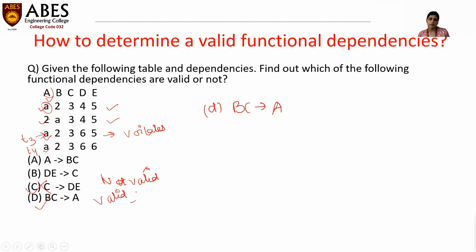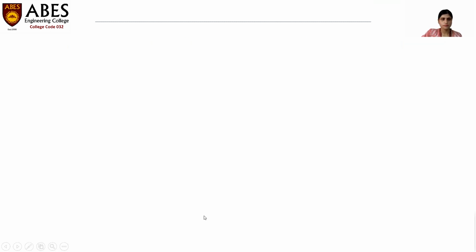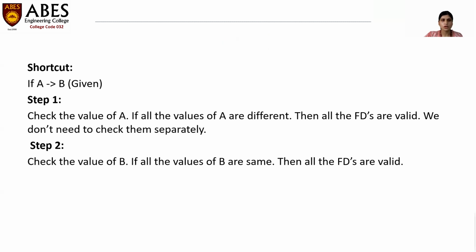So this is how we can determine whether a given functional dependency is valid or not. Now let's take the other question. This question also says that the following functional dependencies and the table are given to us, and we have to find out which of the functional dependencies are valid or not. In order to solve this question faster, we can use some short tricks.